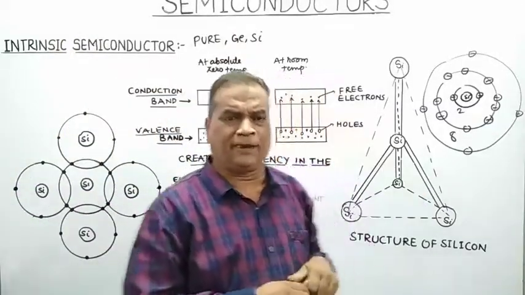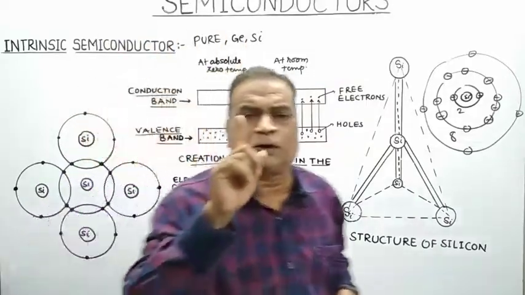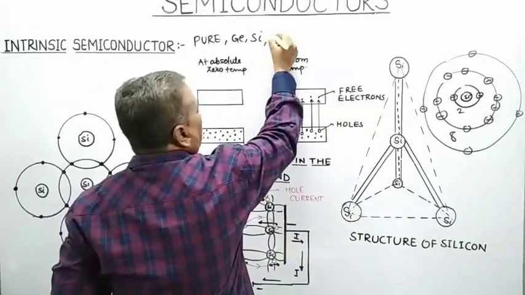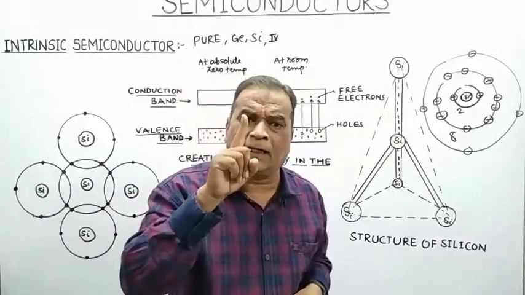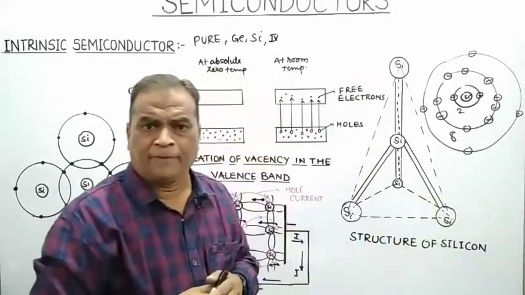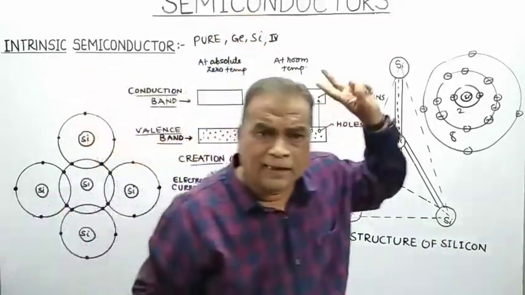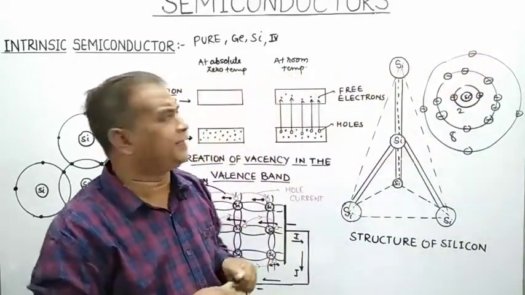Remember, both germanium and silicon belong to the fourth group of the periodic table. It means they are tetrahedral in structure. This is the tetrahedral structure. Their valency is 4.